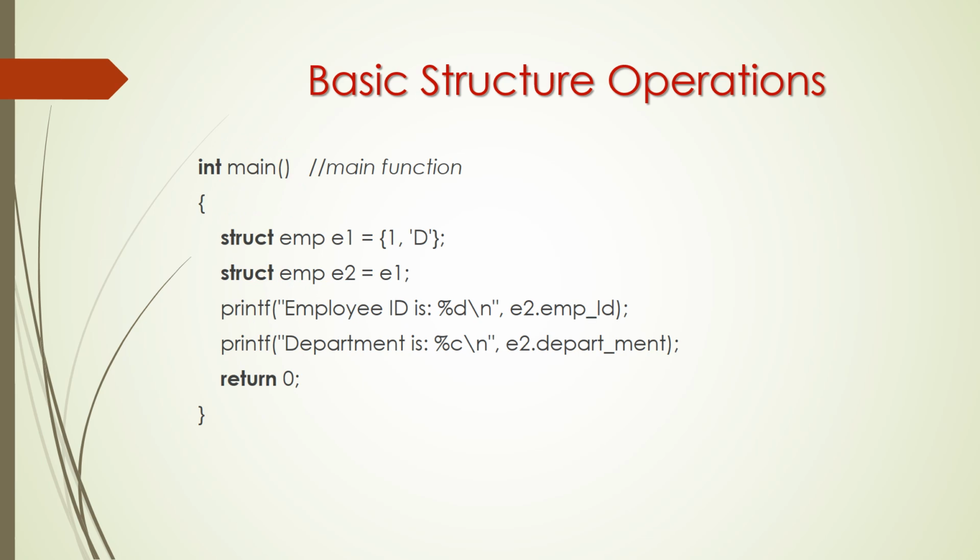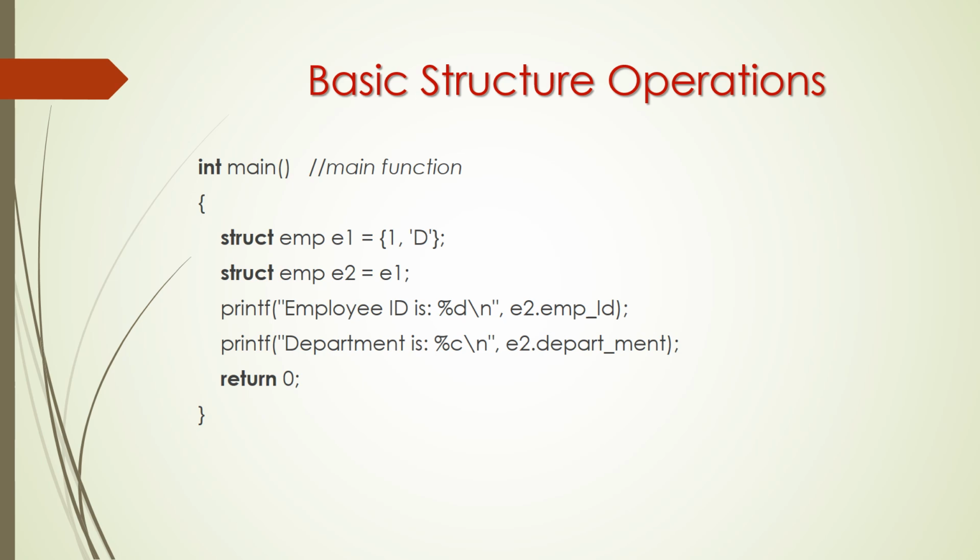Next comes the main function. Here, struct emp E1 is equal to {1, 'D'}. 1 is the employee ID, D is the department code. Here, E1 is a variable of type struct emp. It is initialized directly with 1 for empID and D for department.